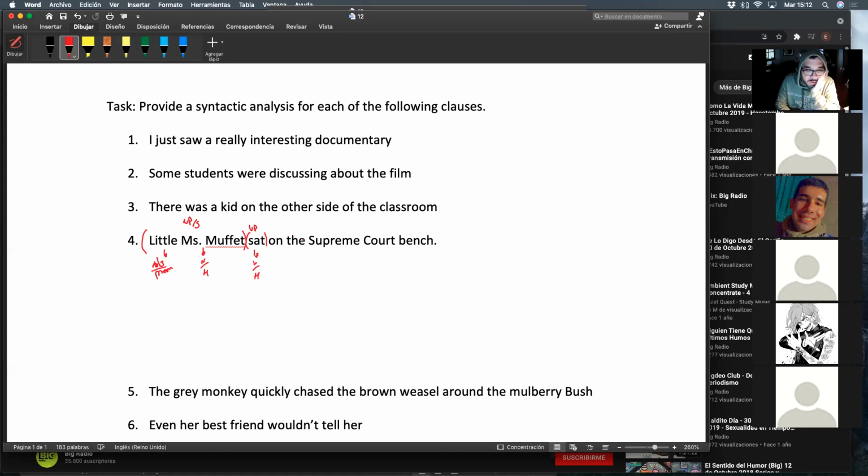Then where did Little Miss Muffet sit? On the Supreme Court bench, right? So this is a where, therefore an adverbial of place. And this is a prepositional phrase because on is a preposition, head, and then the Supreme Court bench is the noun phrase complement, where bench is the noun head and Supreme Court is just one single noun premodifier and the is a determiner premodifier. That's it. Any problem? The valency pattern is subject, verb, adverbial of place.